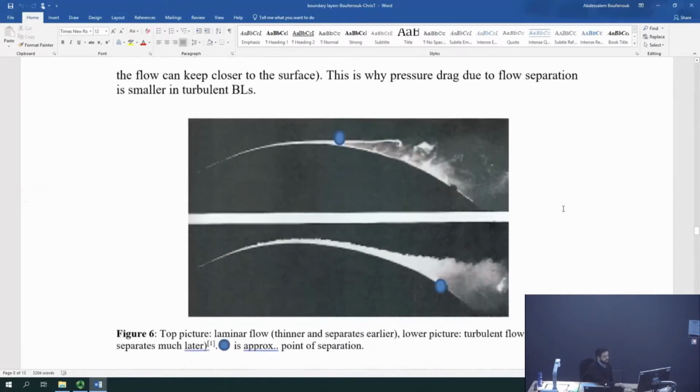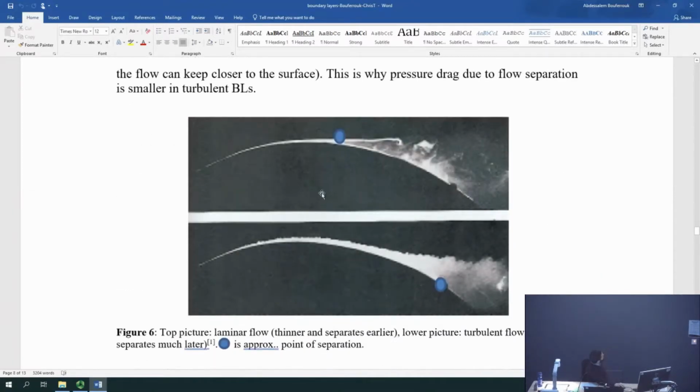So this flow picture here is meant to represent flow around a circular cylinder, and it's showing you how it looks if you have a laminar boundary layer, which is on the top, compared to a turbulent boundary layer, which is the bottom. Now the blue circle is the approximate location of where the separation occurs. I told you that a turbulent boundary layer is able to keep the boundary layer attached over a longer surface, and therefore it doesn't separate early, so the pressure drag is reduced. So here we have a laminar boundary layer, the flow separates there, so you get flow separation earlier.